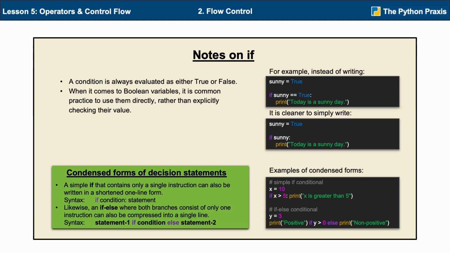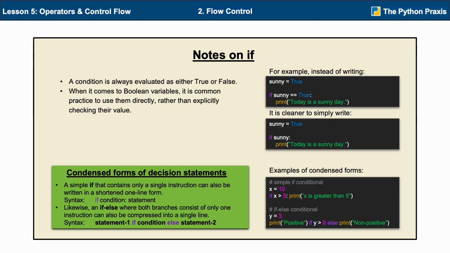For the same reason, Python allows us to use condensed forms in simple if or in if-else conditionals. A simple if that contains only a single instruction can also be written in a shortened one-line form. The syntax is if condition, colon, and then the statement. Likewise, an if-else condition where both branches consist of only one instruction can also be compressed into a single line. The syntax in this case is statement 1 if the condition else statement 2. Statement 1 will run if the condition is true, and statement 2 will run if the condition is false.